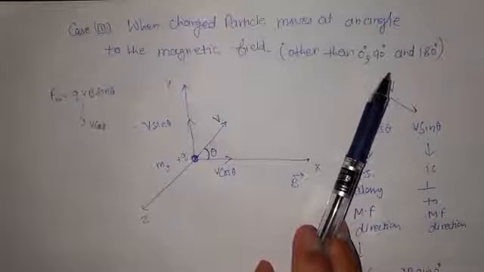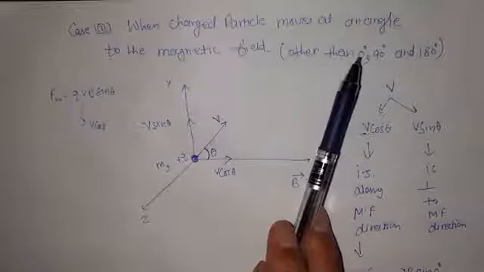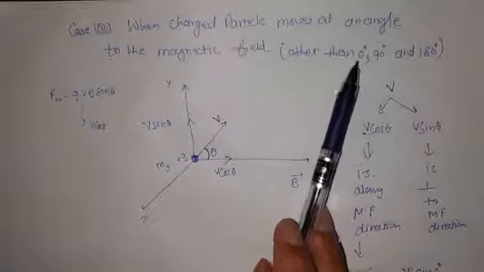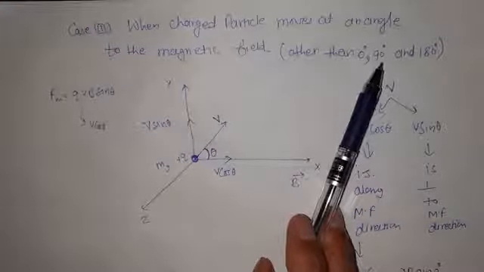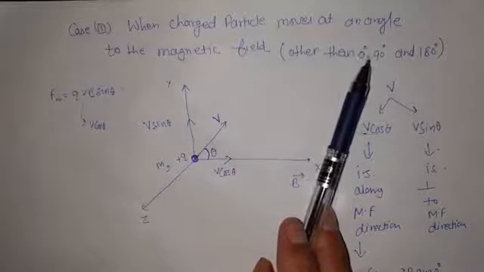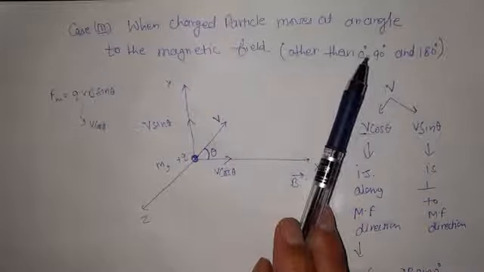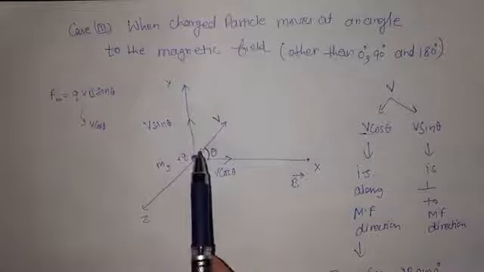In our previous videos we have covered case one and case two, meaning 0 degree, and 90 degree when the particle enters the magnetic field. That motion we have discussed in the previous videos. Now today a charge is going to enter at an angle.